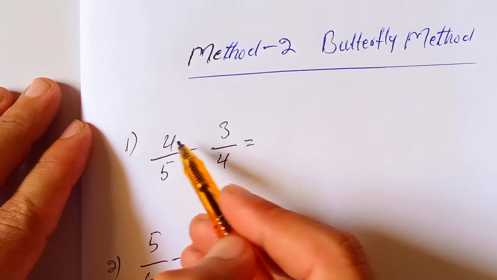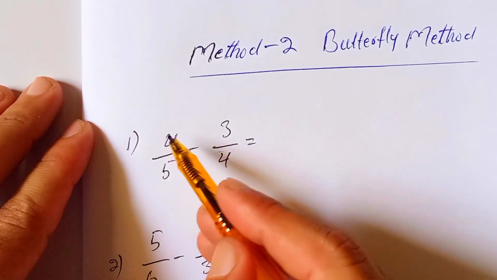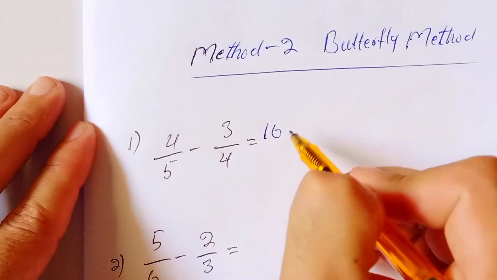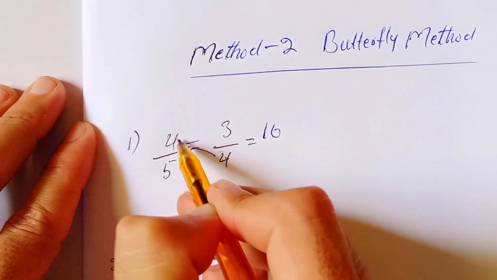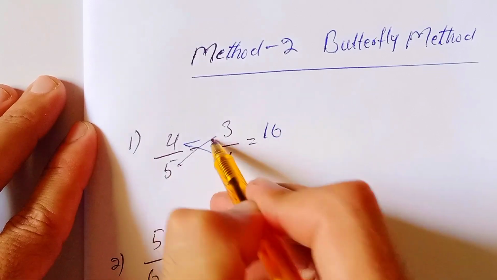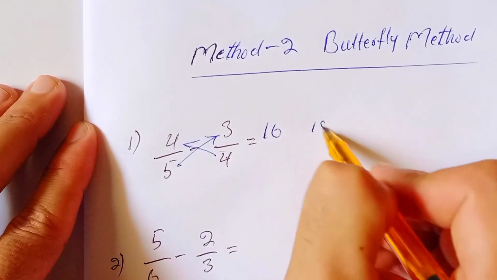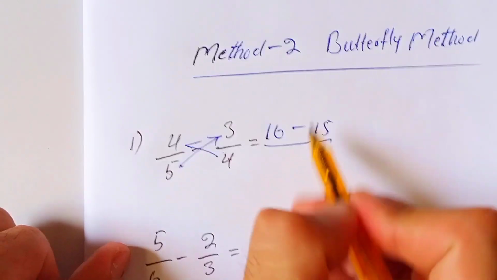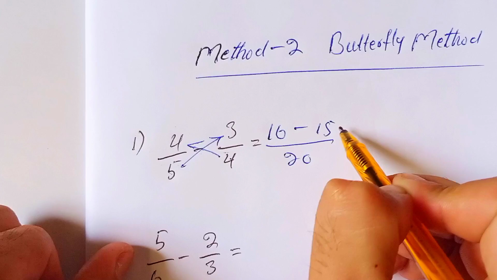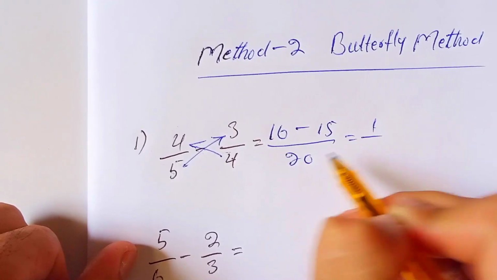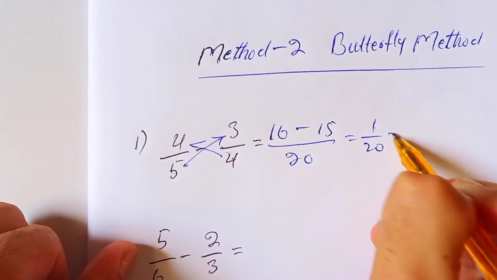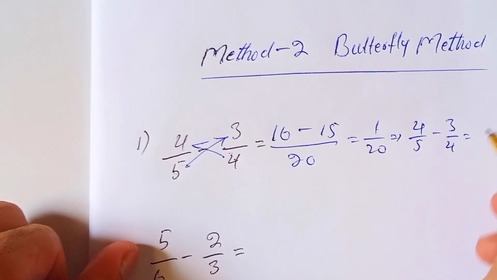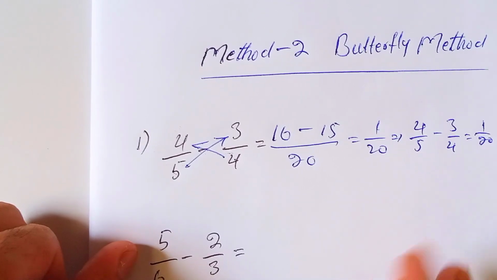Just like if we want to subtract 3 over 4 minus 4 over 5, then we have to multiply 4 with 4, which is equal to 16. Right, multiply this 4 with this 4, which becomes 16, and multiply this 5 and this 3, which is equal to 15. We will write the minus operation sign here. Right, now we will multiply 5 with 4, which is equal to 20. So 16 minus 15 is equal to 1, and write the 20 as denominator. So 4 over 5 minus 3 over 4 is equal to 1 over 20.